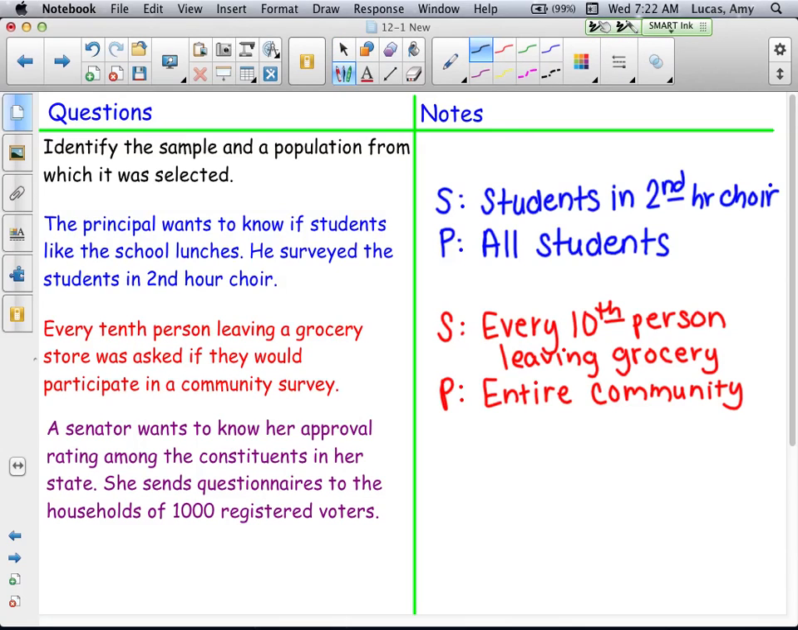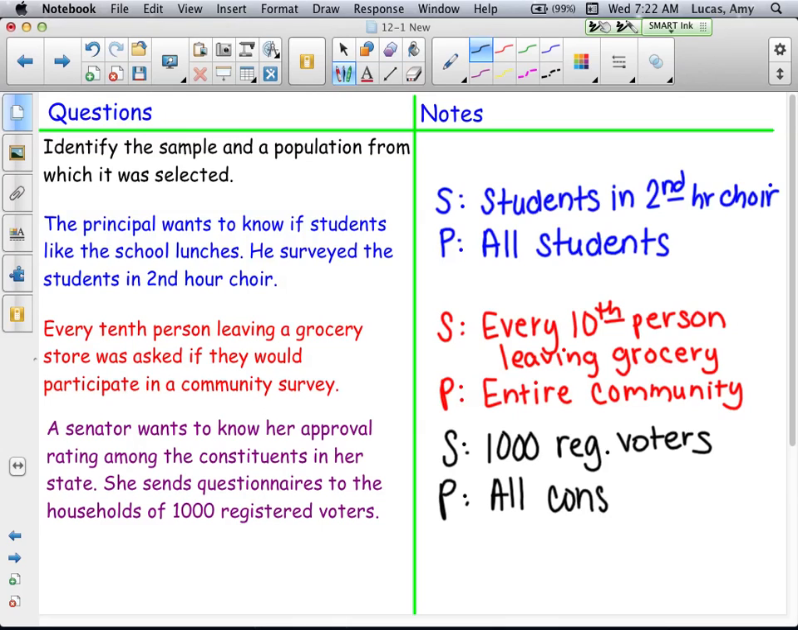The next one, a senator wants to know her approval rating among the constituents in her state. She sends questionnaires to the households of 1,000 registered voters. So her sample is 1,000 registered voters, and her population is her state. So all constituents in her state.